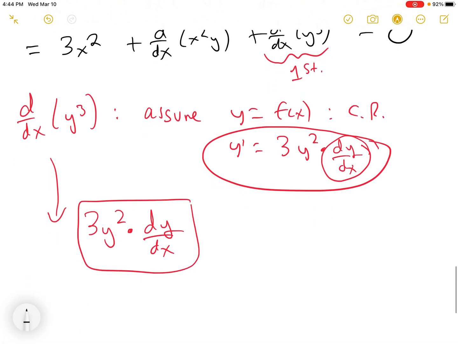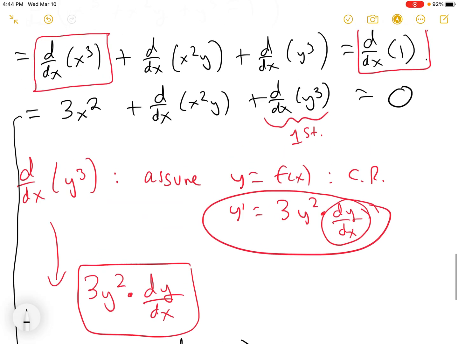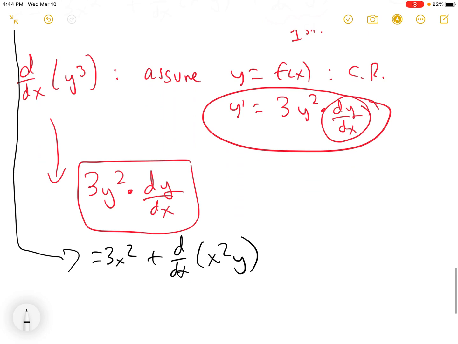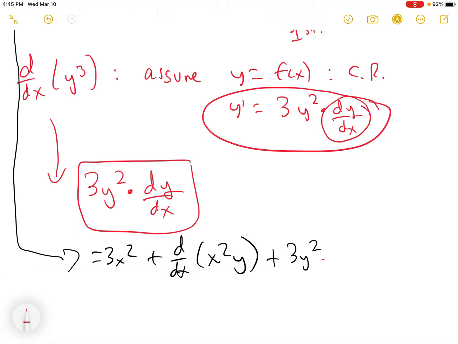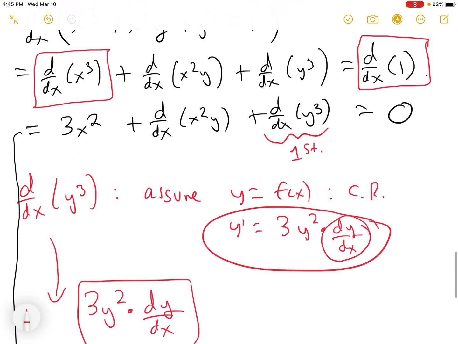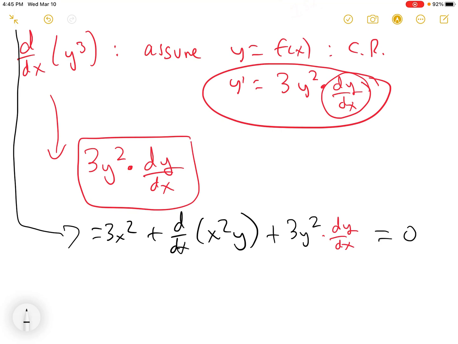Back to the problem. So now we have the 3x squared, which is hanging on from before, plus this derivative, which we haven't computed yet. We've now done this derivative, which is 3y squared times dy dx, and so that equals 0.